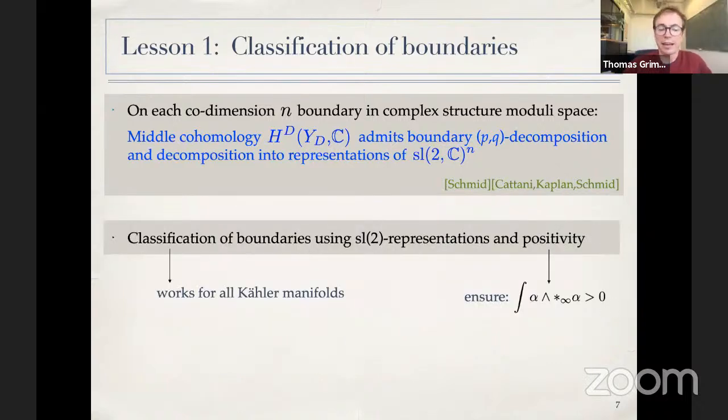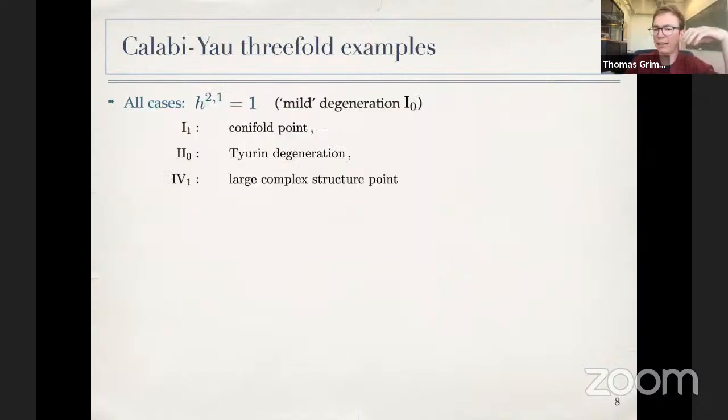In any case, if you have this associated to the boundaries, then you can perform a classification of all possible boundaries using SL2 representation theory, and you have to also include positivity of this Hodge norm. And what you then find is actually a very systematic way of going through all possible boundaries. So let me just quickly go through some examples.